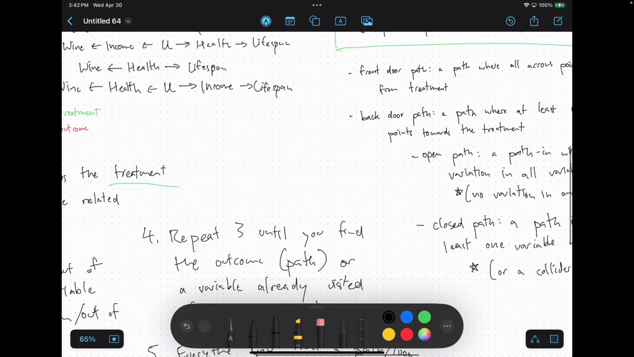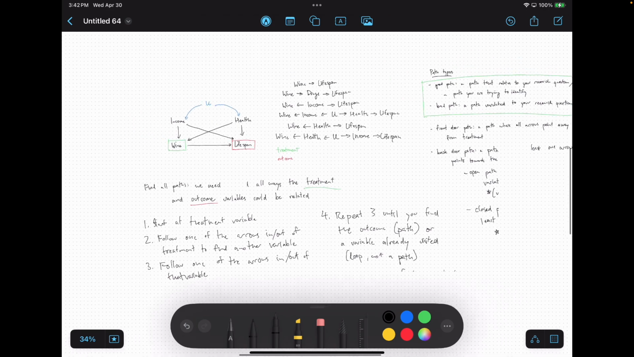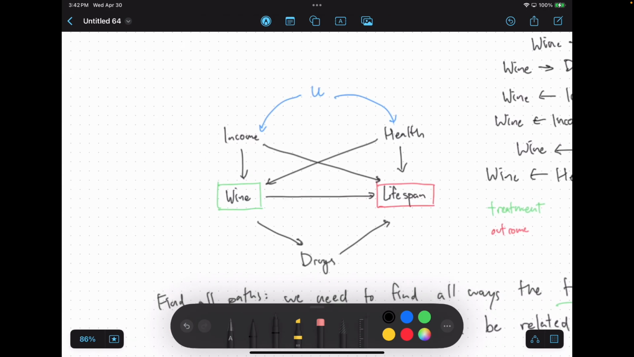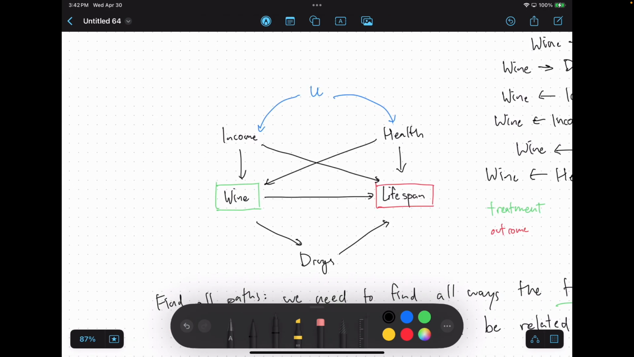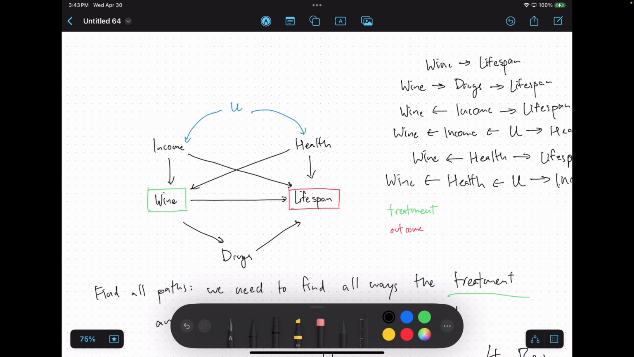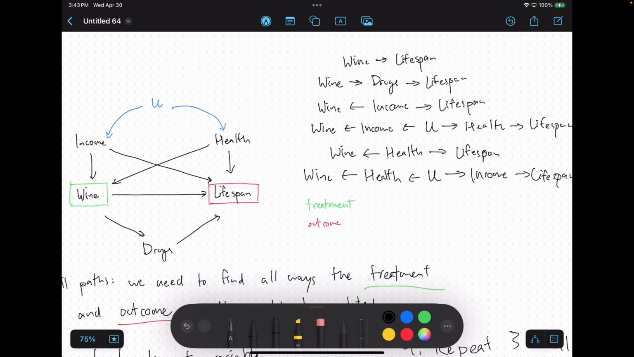Okay, so why is this important? So let's take an example of a path here.